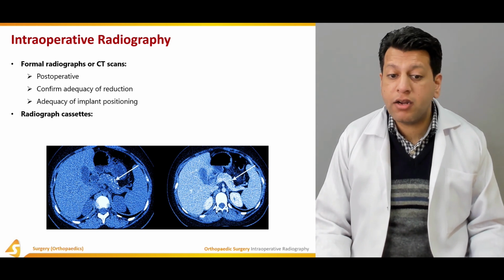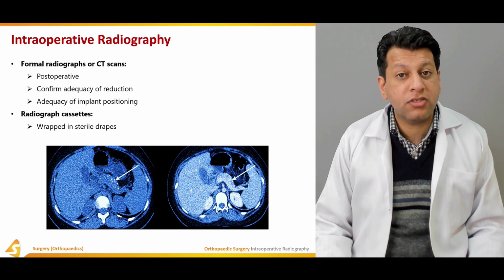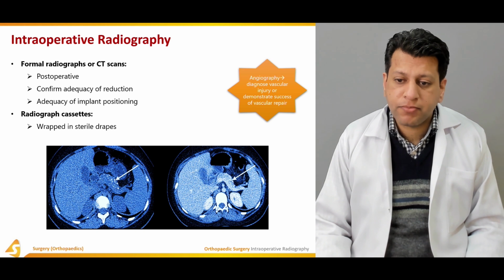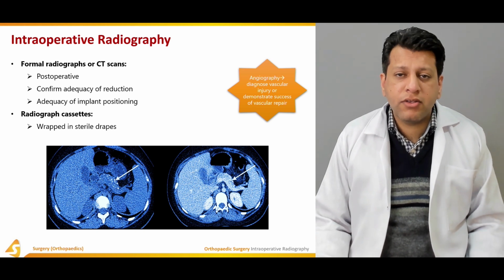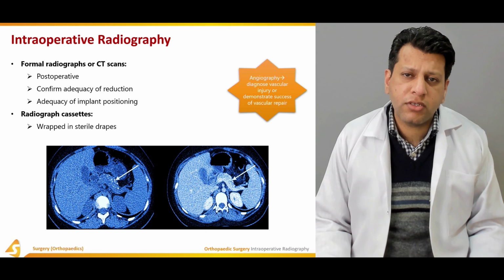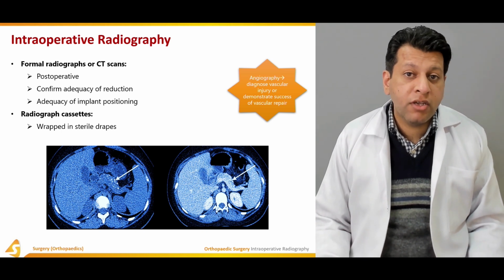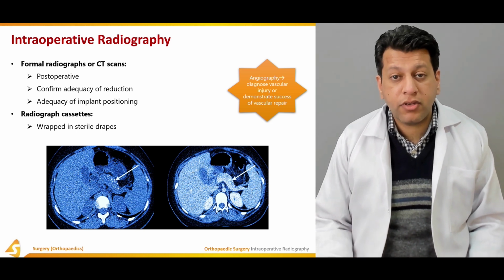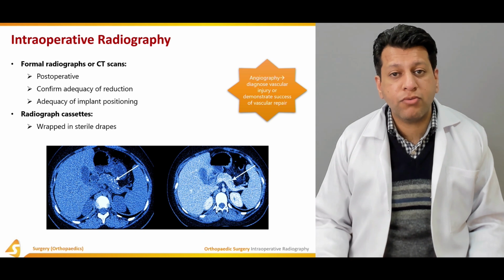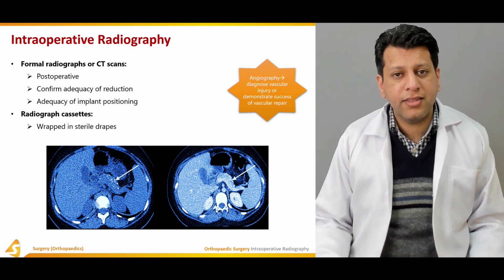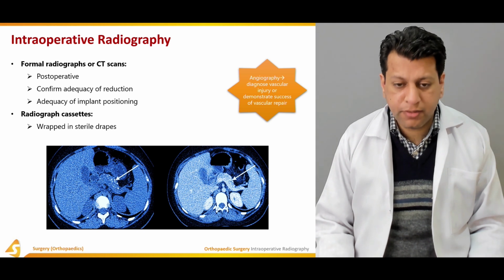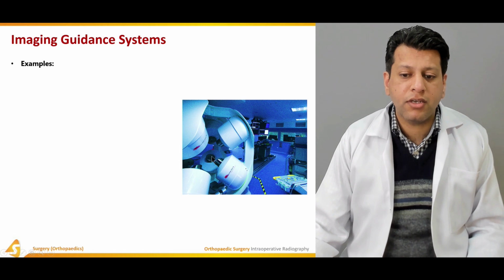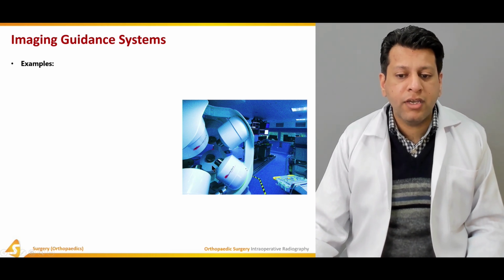Other options are radiographic cassettes, which could be wrapped in sterile drapes and utilized to view perioperatively. Although nowadays orthopedic surgery rarely requires it, except in a few cases of pelvic trauma where angiography may be required. In cardiology, this is very common practice. We use angiography first to view all the vasculature and then decide whether to ligate or not.